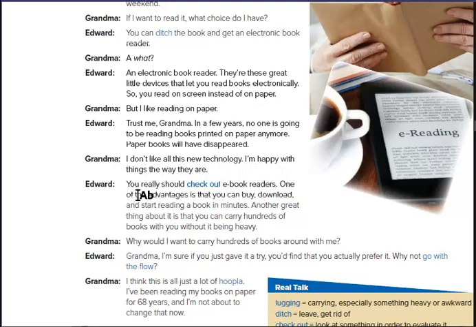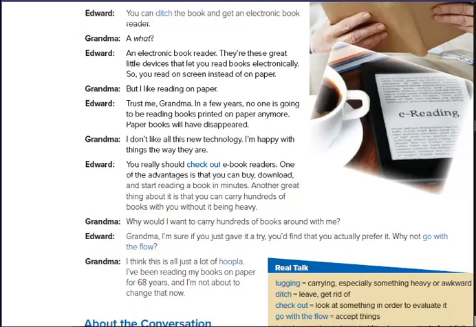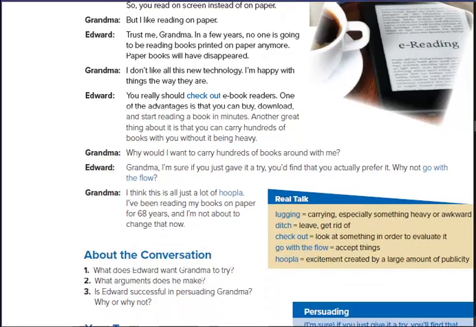So you really should check out ebook readers. You really should check out. When you say to someone you should check out something, it means that you should look at something in order to evaluate it. Check out means to look at it, try it, and examine it, to see whether it is really worth it or not.